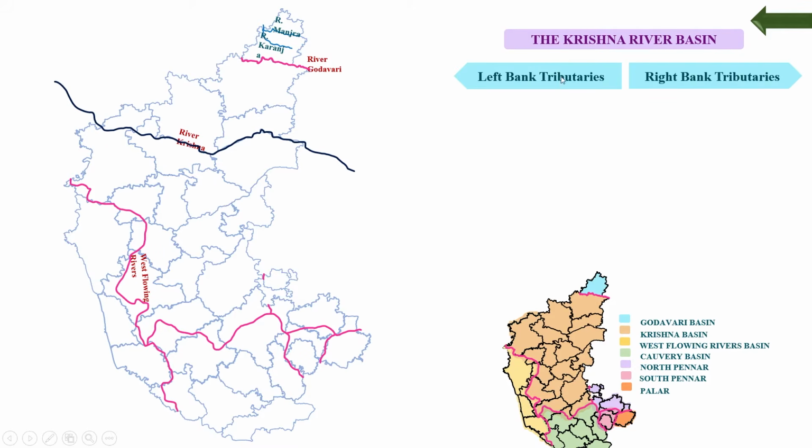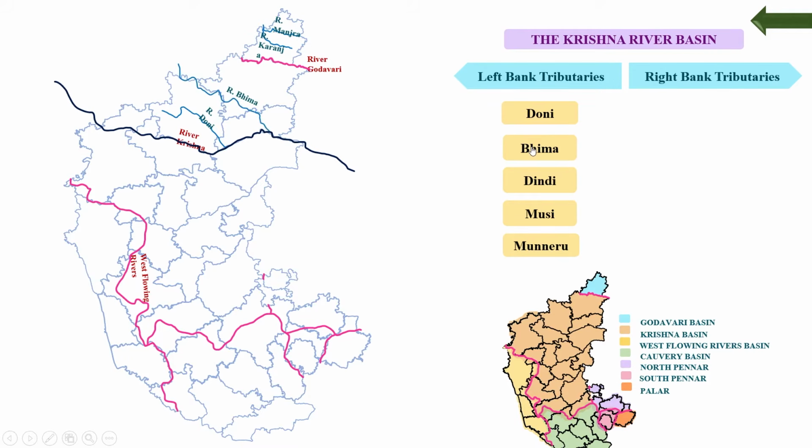Which are the left bank tributaries of Krishna? We have 5 important tributaries. The first one, Doni, starts its journey in Bijapur and joins Krishna in Yadgir district, on the Yadgir and Raichur border. Next, the most important, Bhima river. Bhima is the most important left bank tributary, joining the Krishna river at Raichur district, very close to Raichur city itself.